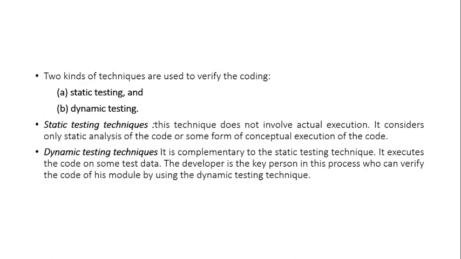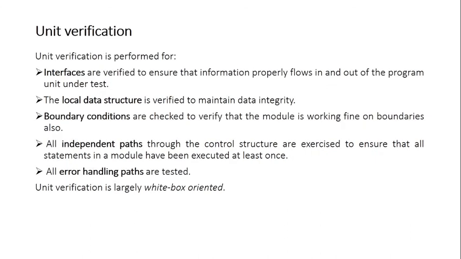Now there are two types of testing techniques I have told you, dynamic and static. In case of static, you never execute the code, while in dynamic you go for execution. You provide the input and you check the corresponding output. Then unit verification is performed for interfaces. You have to check the local data structures, the boundary conditions, independent paths, error handling and so many things, right? Generally in unit testing, what are we supposed to check? We are checking the structural errors using the white box approach.